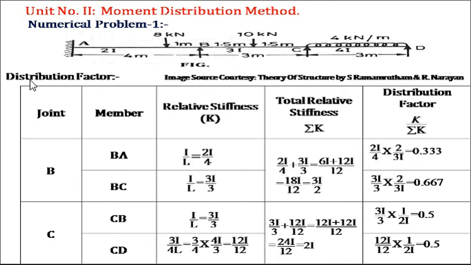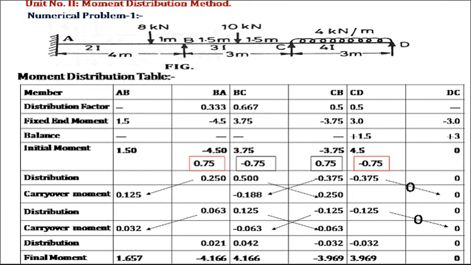Then we found the distribution factors for the different members BA and BC at joint B, as well as the distribution factors for members CB and CD at joint C. So the next step is to find the moment distribution table. Here you are going to find the final moments in different members of the continuous beam ABCD.